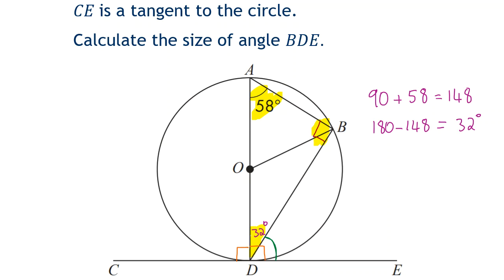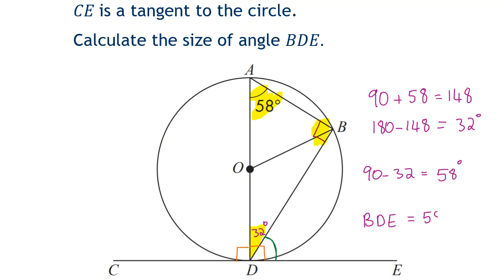And then there's just one more step to finish this, and that's 90 minus the 32. 90, because we know it's a tangent, minus that 32 will give us the BDE that we're looking for, and 90 minus 32, of course, is 58 degrees. So let's just make sure we finish this properly. Angle BDE, we need to write down, is equal to 58 degrees.